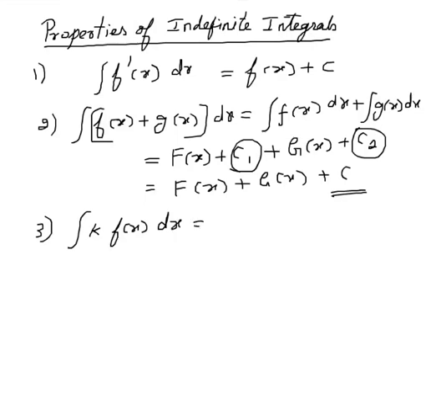Integral k times f of x dx. K is a constant, so we can remove it outside the integral. It becomes k times integral f of x dx.